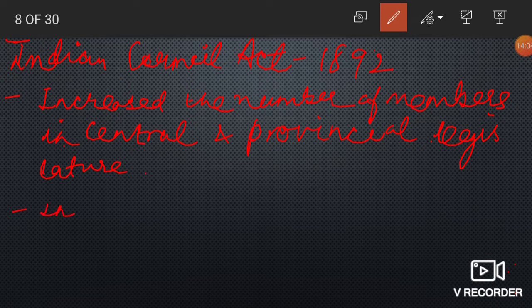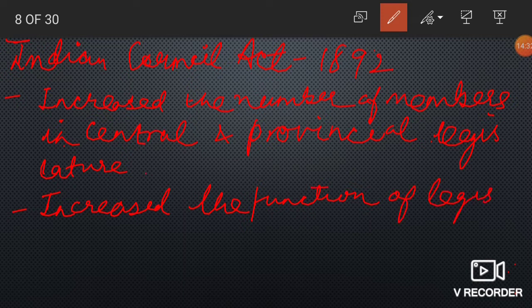Also increased. These are the only two features of the Act of 1892. This is not such an important act, but 1861 is very important because you may find the origination of the word ordinance there, and the Act of 1858 is important. So increase the function of legislative council.